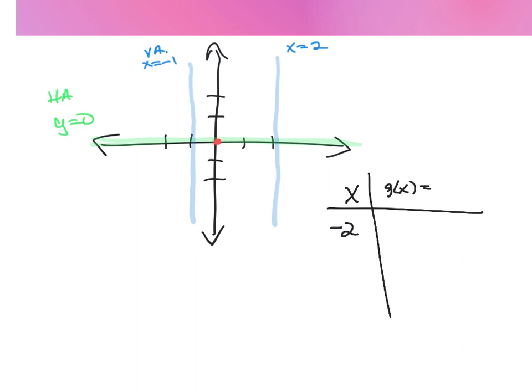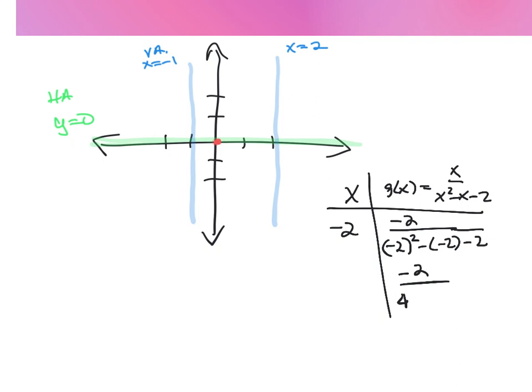So g of x equals x over x squared minus x minus 2. That's where I'm plugging negative 2 into. Be very careful with your negative signs here. See how when I plug it in here, the negative negative is actually going to turn into a plus 2. So negative 2 squared is 4. Negative negative becomes plus 2 minus 2, which simplifies into negative 2 over 4, which is negative 1/2. So the ordered pair I'm graphing is negative 2, comma, negative 1/2.